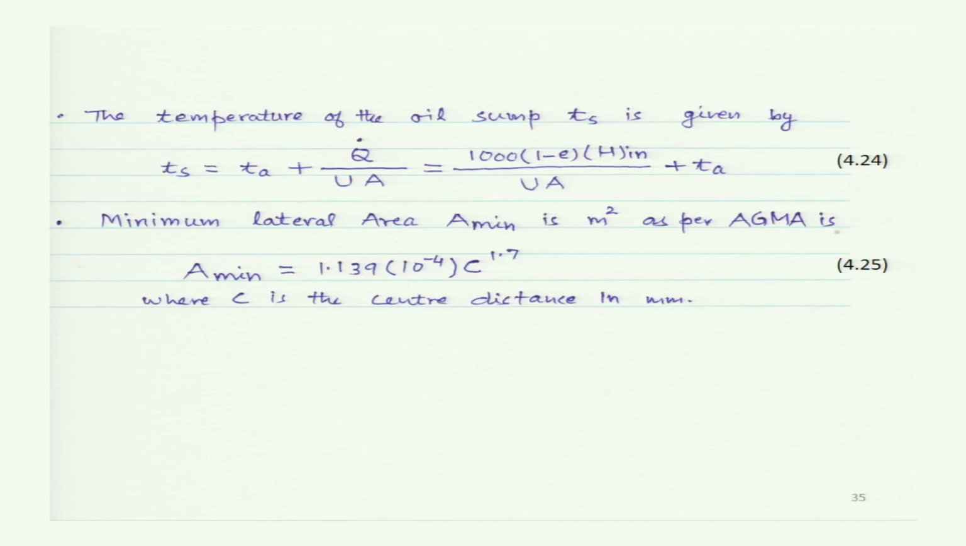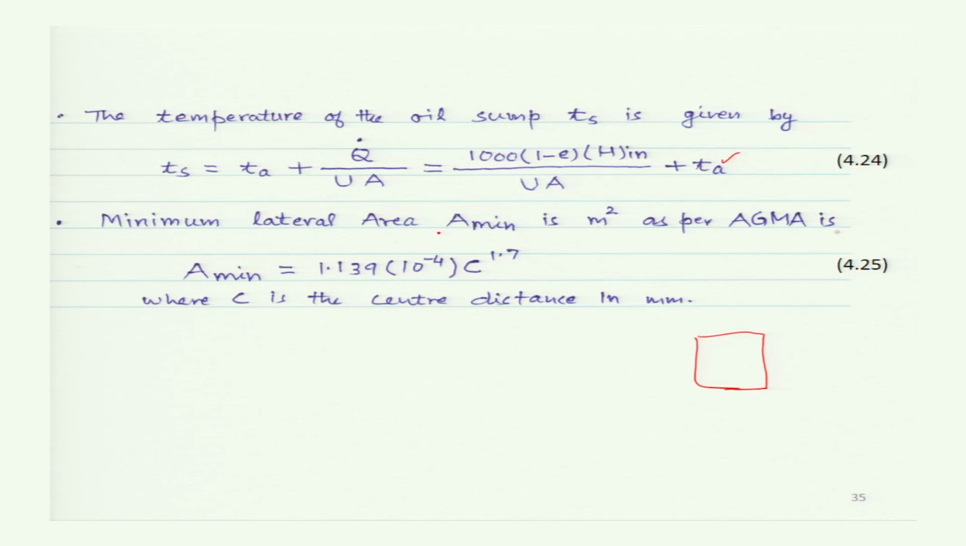The temperature of the oil sump Ts is given by Ts equal to Ta plus Q dot, the rate of heat generation, divided by the overall heat transfer coefficient and A, the lateral area through which the heat will be transferred. This is the casing. So the area through which the heat is transferring, UA. So in place of Q dot, 1000 (1 minus E) H in is given, divided by UA, plus Ta. Ta is the atmospheric temperature.